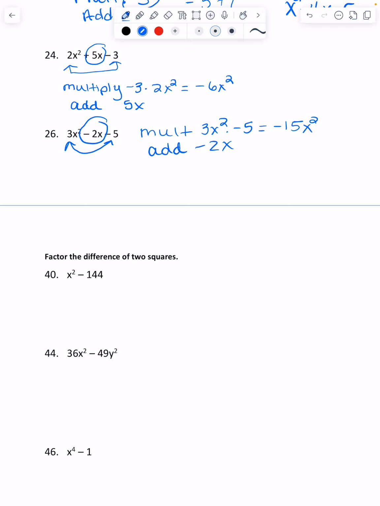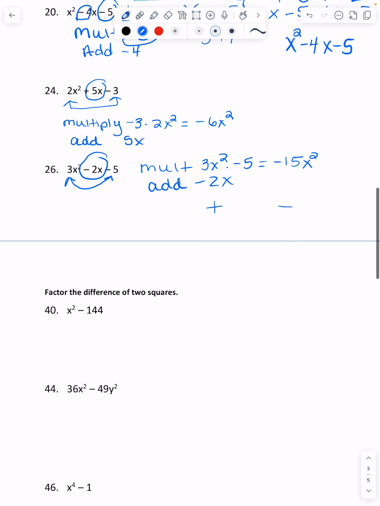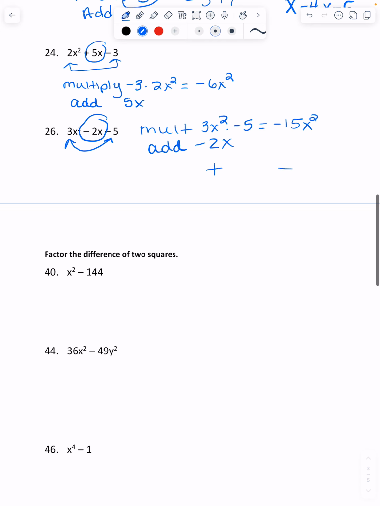It's important on the harder trinomials that you include your x's when you're doing this, or else it will not come out correctly. Notice that my last term is a negative, so I know that these factors have to be one positive and one negative. So what two numbers multiply together to give you negative 15x squared, but add together to give you negative 2x? How about a negative 5x and a positive 3x?